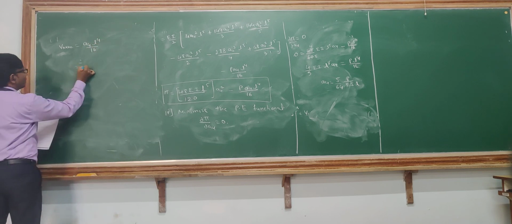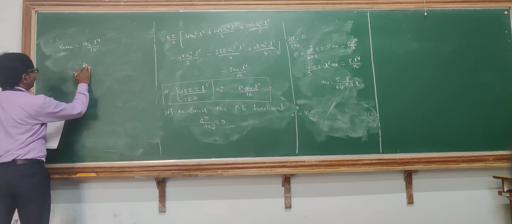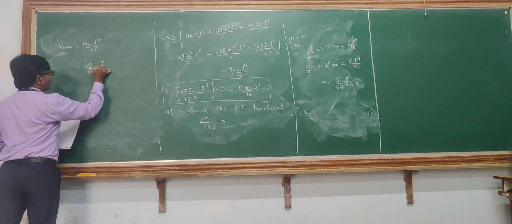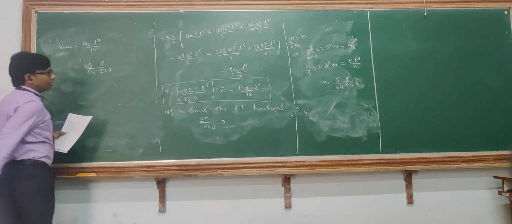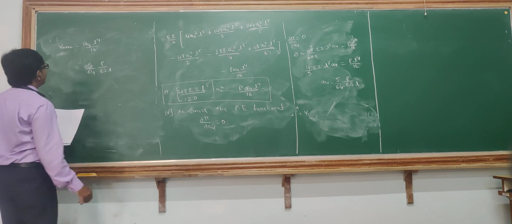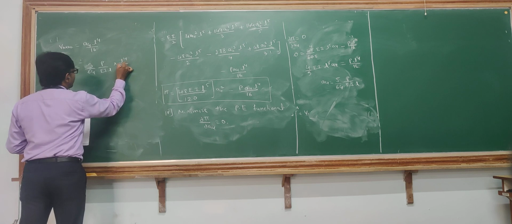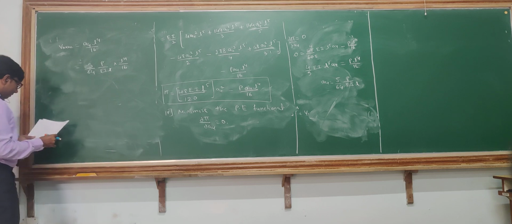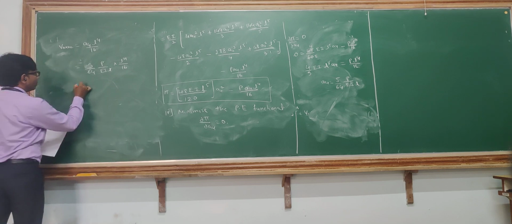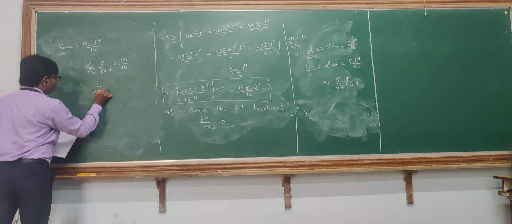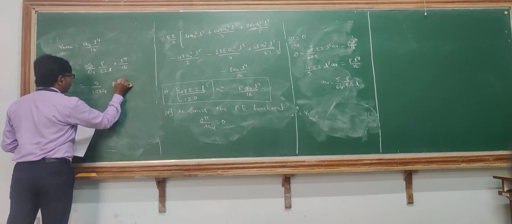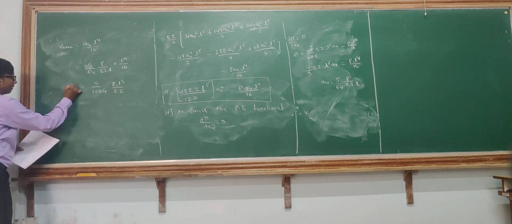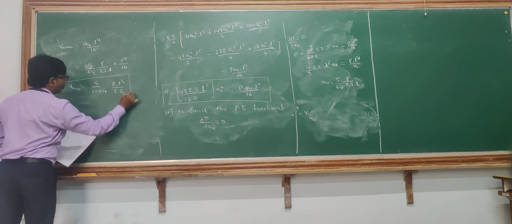So what you are getting here is A4, and you know that A4 is 5 by 64 P upon EIL. So I'll multiply L raised to 4 divided by 16. So the L's get cancelled here, and you will get the value as 5 upon 1024 PL cube by EI. So this is Vmax. This is the solution for this particular problem.